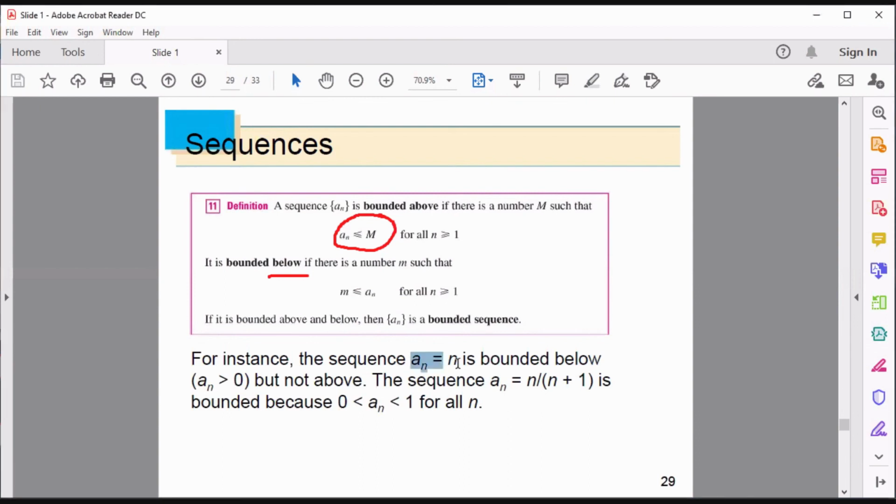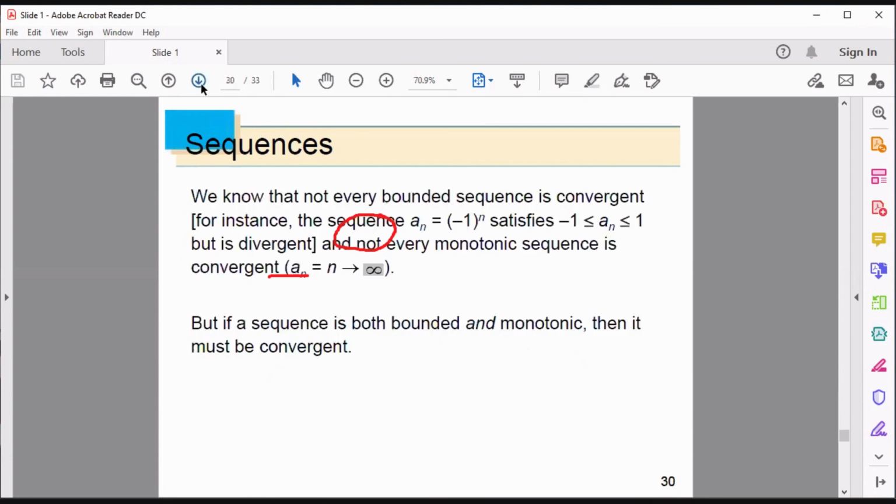However, an equals n is not bounded. It's positive, but it's not bounded above because n goes to infinity. There is no way to obtain any real number such that n is less than this real number, because the sequence becomes very large when n is large enough. However, it's positive. Okay, when we look at the left side, it's positive. And this sequence is bounded because it's between 0 and 1. The other sequence also is bounded because it's between 1 and minus 1.